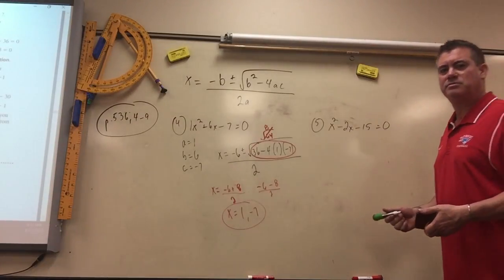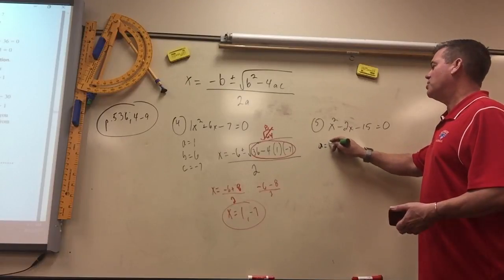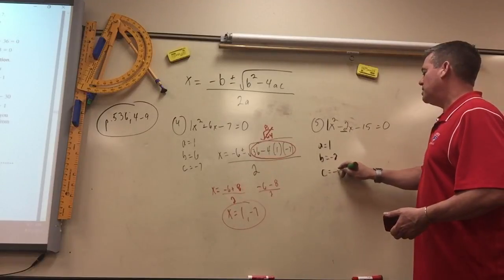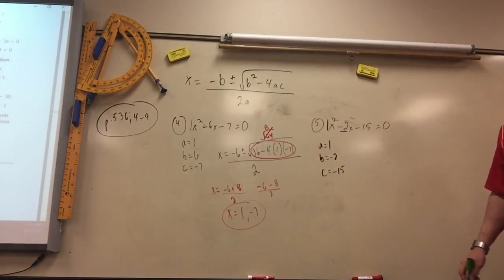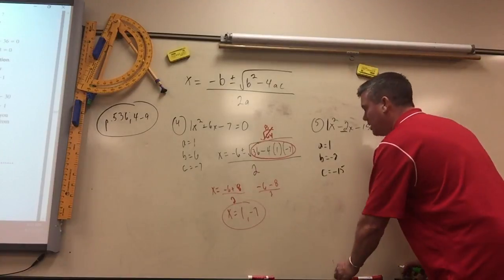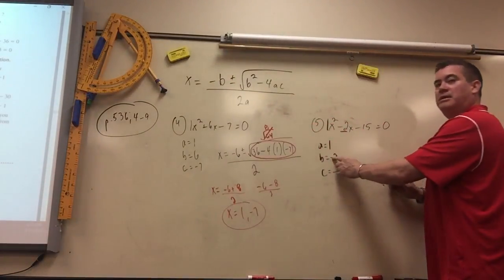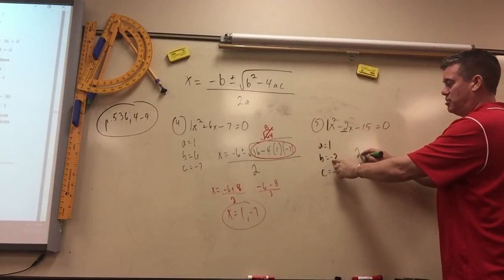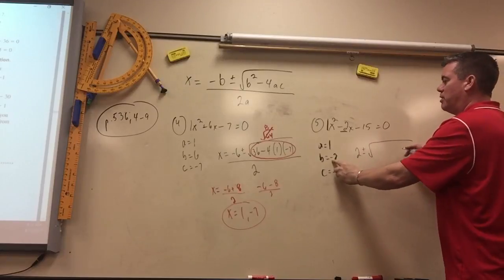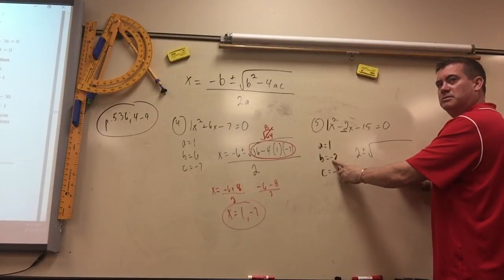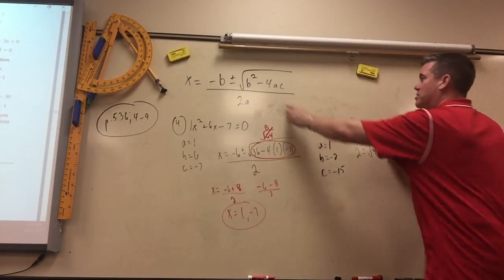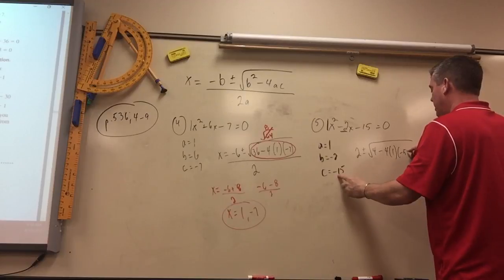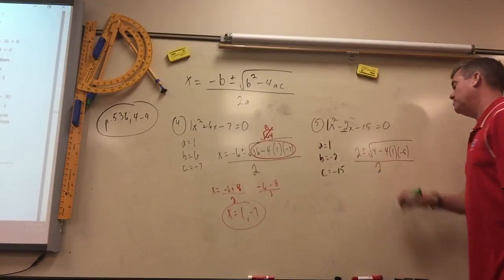Okay, number 5. A is 1. B is negative 2. C is negative 15. So you put these in. Negative b: negative and negative makes positive 2, plus or minus the square root of b squared, 4, minus 4 times a times c, all over 2 times a.